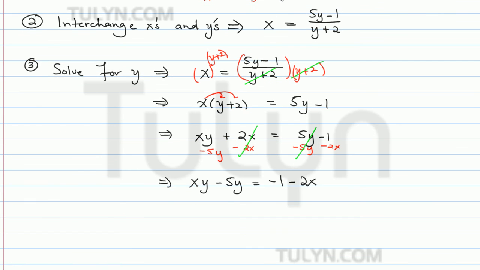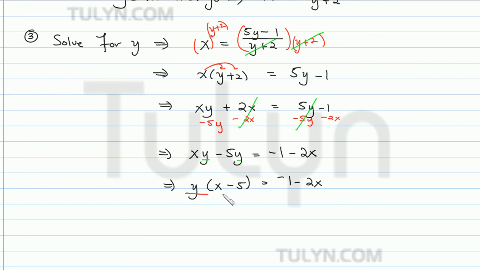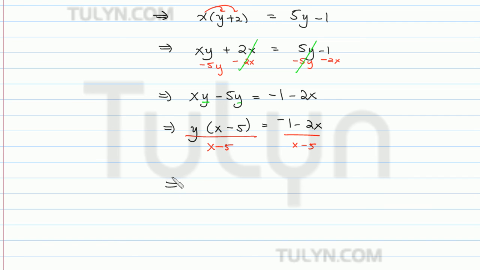So now notice on the left, each term has a y in common, so we can factor that out. If you factor a y out, what we're left with is x minus 5. And so what we have here is negative 1 minus 2x on the right. And then finally, to get y by itself, I want to divide both sides of the equation by x minus 5. So our final answer is going to be y is equal to negative 1 minus 2x over x minus 5.